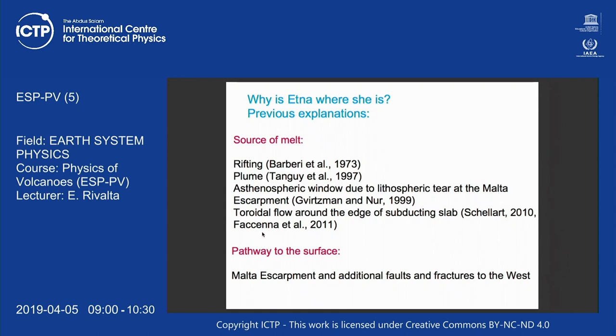And if you have these flows, you may melt the rock by the compression because it needs to move around these flows. So this is another option. I mean, a lot of options. Basically, everything possible has been suggested. And as a pathway to the surface, most people say the mantle escarpment is going to be so like a pre-existing fault, and other faults that are on the Etna flank are the pathway to the surface.